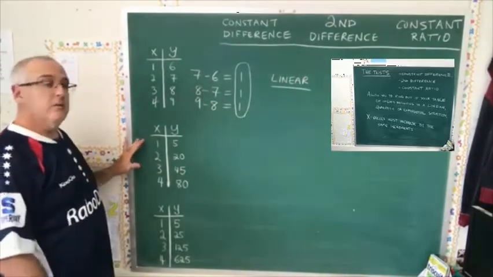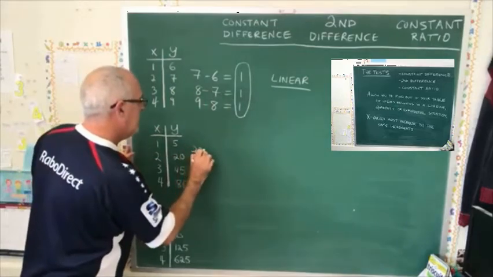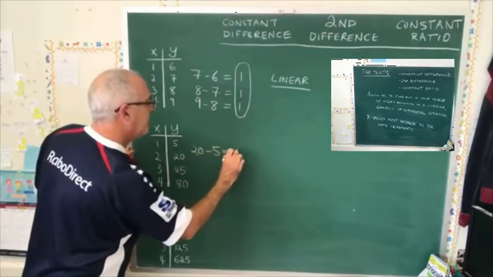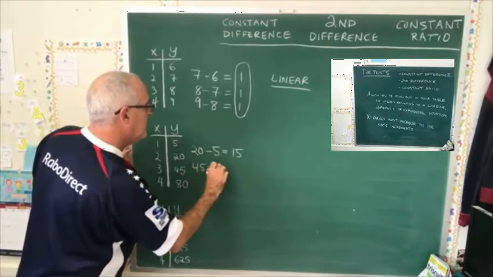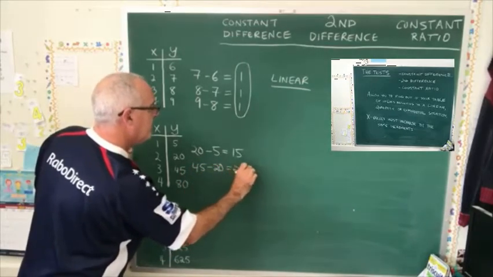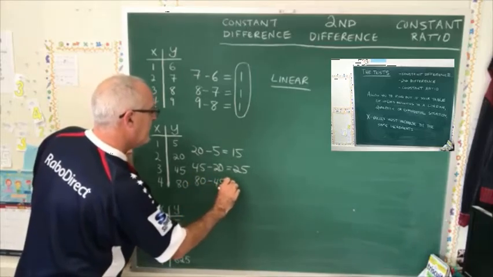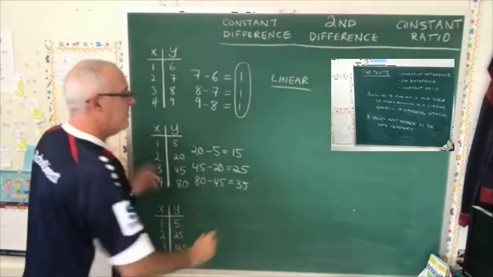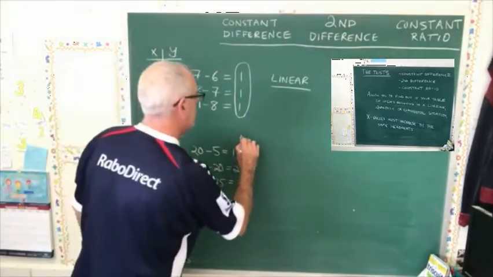Second table of values, same test, constant difference. We have 20 minus 5 equals 15. 45 minus 20 equals 25. 80 minus 45 equals 35. We do not constantly get the same difference, so this is not linear.